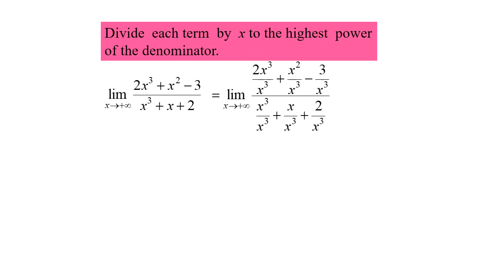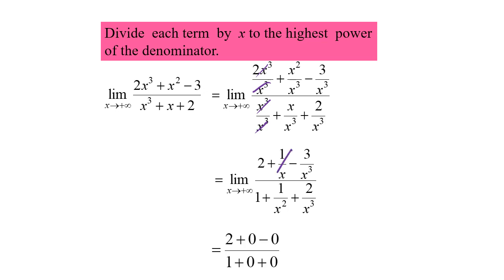So dividing 2x cubed by x cubed, x squared by x cubed, 3 by x cubed, and then x cubed by x cubed, x over x cubed, plus 2 over x cubed. Simplifying everything, we get 2 plus 1 over x minus 3 over x cubed, all over 1 plus 1 over x squared plus 2 over x cubed. If we substitute infinity here, 1 over infinity will be 0, 3 over infinity cubed will be 0, 1 over infinity will be 0, and 2 over infinity will be 0. So what's left is 2 over 1. So the answer is equal to 2.